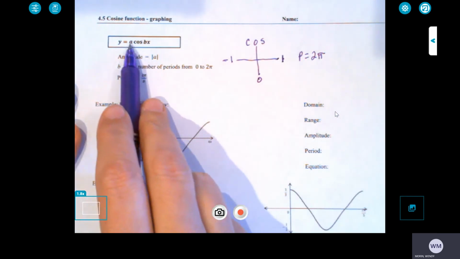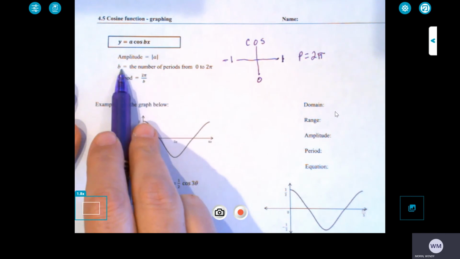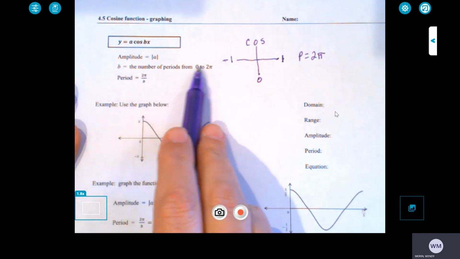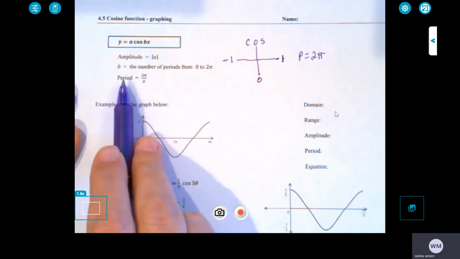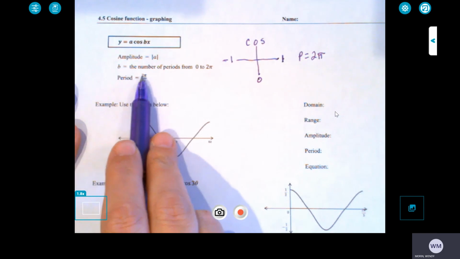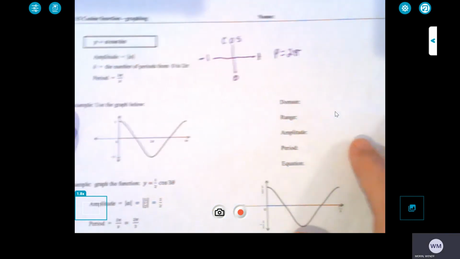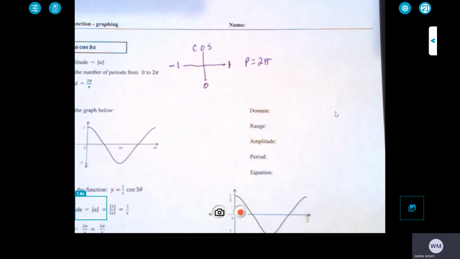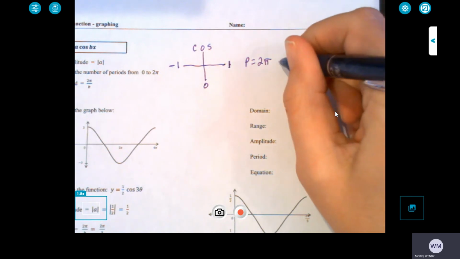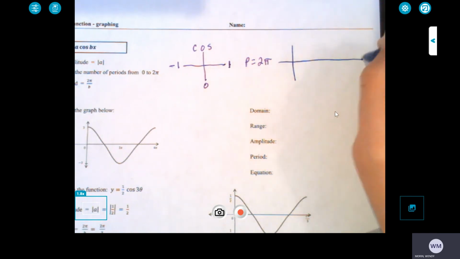So the amplitude is still the same. The b value is still the same. The number of periods from 0 to 2 pi. So to calculate any new period, it's 2 pi divided by b. So if we look at a cosine graph, the parent function, it behaves differently than the sine graph.